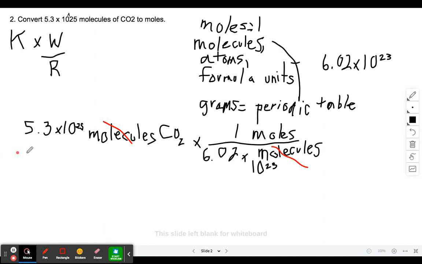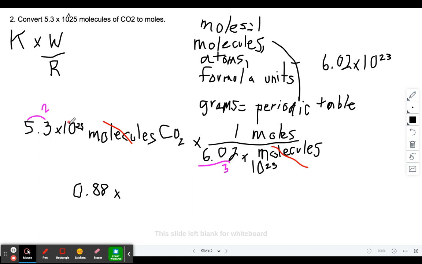So 5.3 divided by 6.02, and let me just do a quick little note about the sig figures. This one only has 2 sig figures, and this one, 6.02, has 3 sig figures. So what's less? 2's less, so my answer needs 2 sig figures. So when I divide 5.3 by 6.02, I get 0.880. So that's going to round off to 0.88, because behind the 8 is a 0, so that's just going to drop. So 0.88 is the 5.3 divided by 6.02.